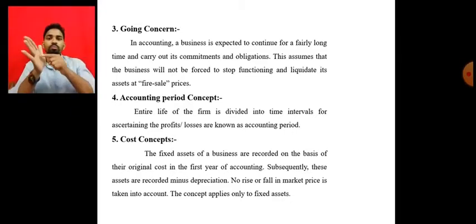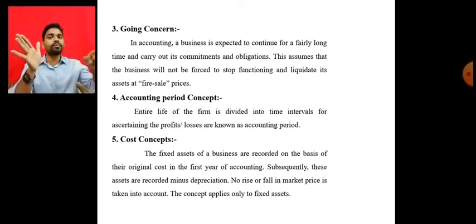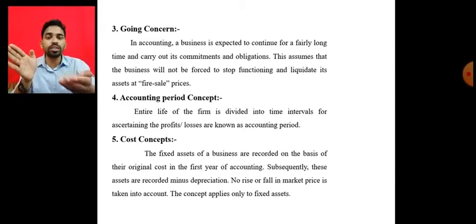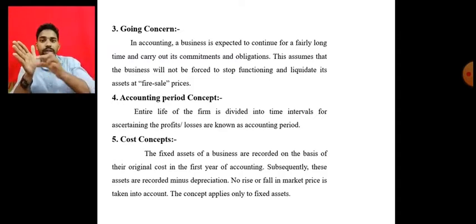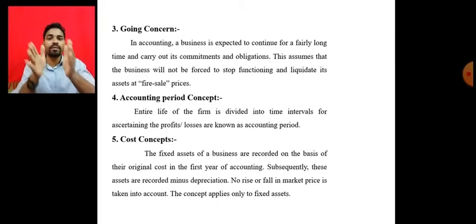When a business starts, it continues year by year. Since it keeps going, we cannot know whether the business is making a profit or a loss. That is why, under the accounting period concept, the full life of the business is bifurcated into years. Year 1, year 2, starting from 1st April and ending on 31st March.